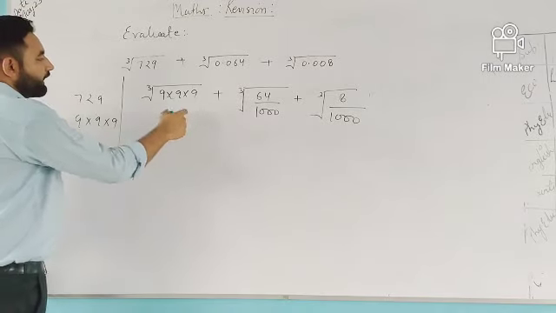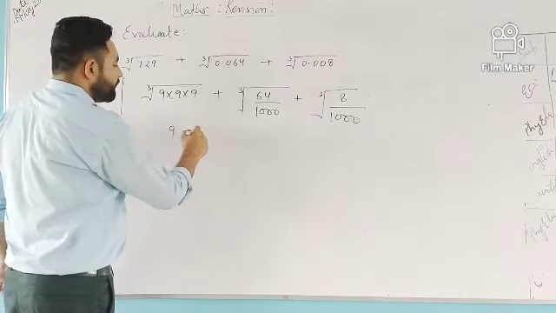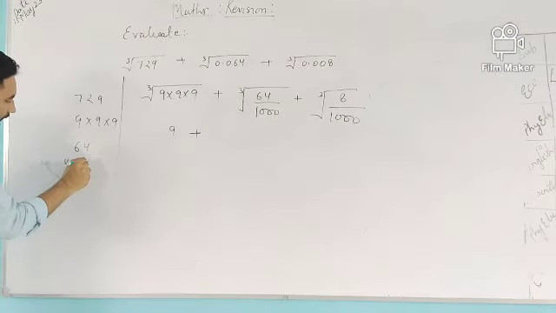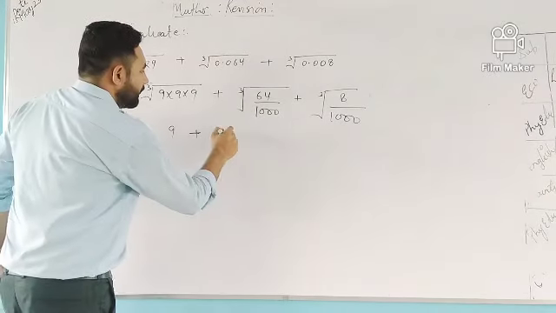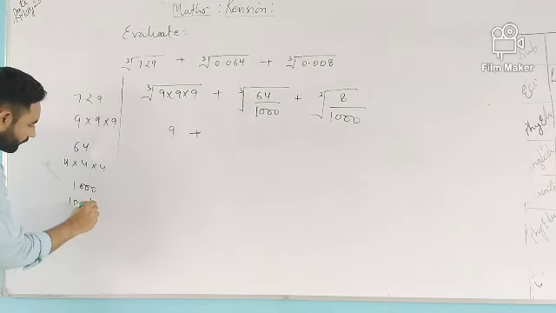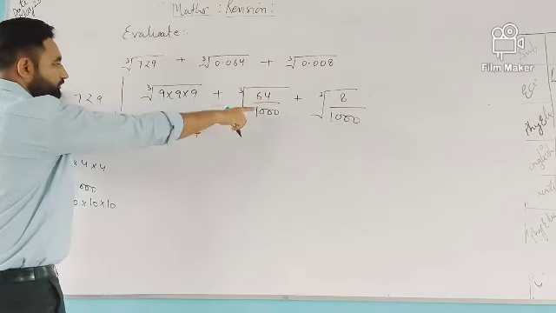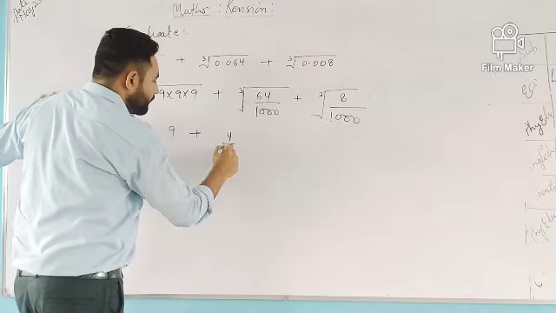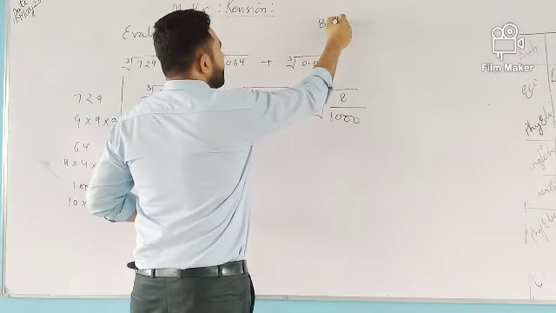So what is the cube root of 9 into 9 into 9? That is 9. Now 64 can be written as 4 into 4 into 4. And 1000 can be written as 10 into 10 into 10. So in place of 64 we can write 4, because the cube root of 64 is 4 and the cube root of 1000 is 10. So we will write here.